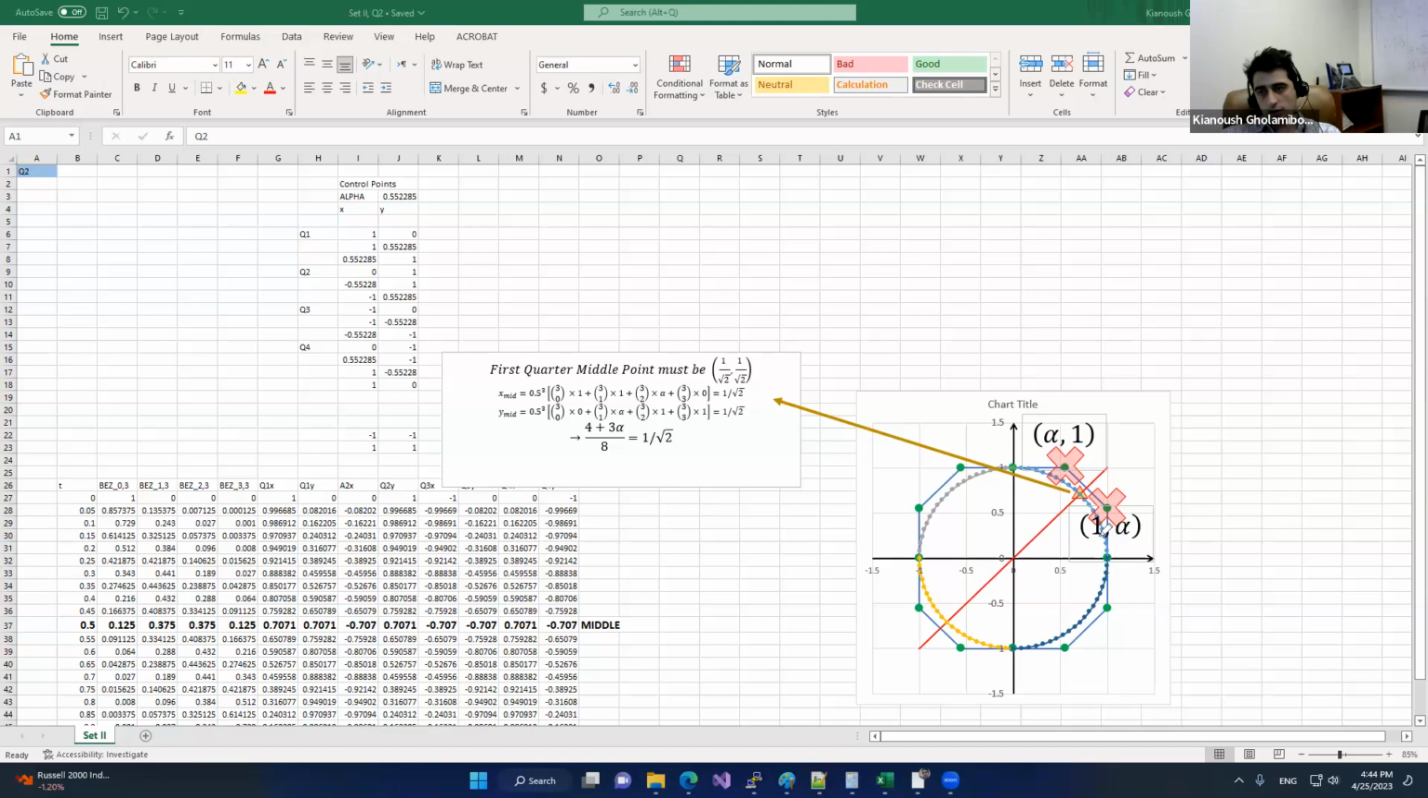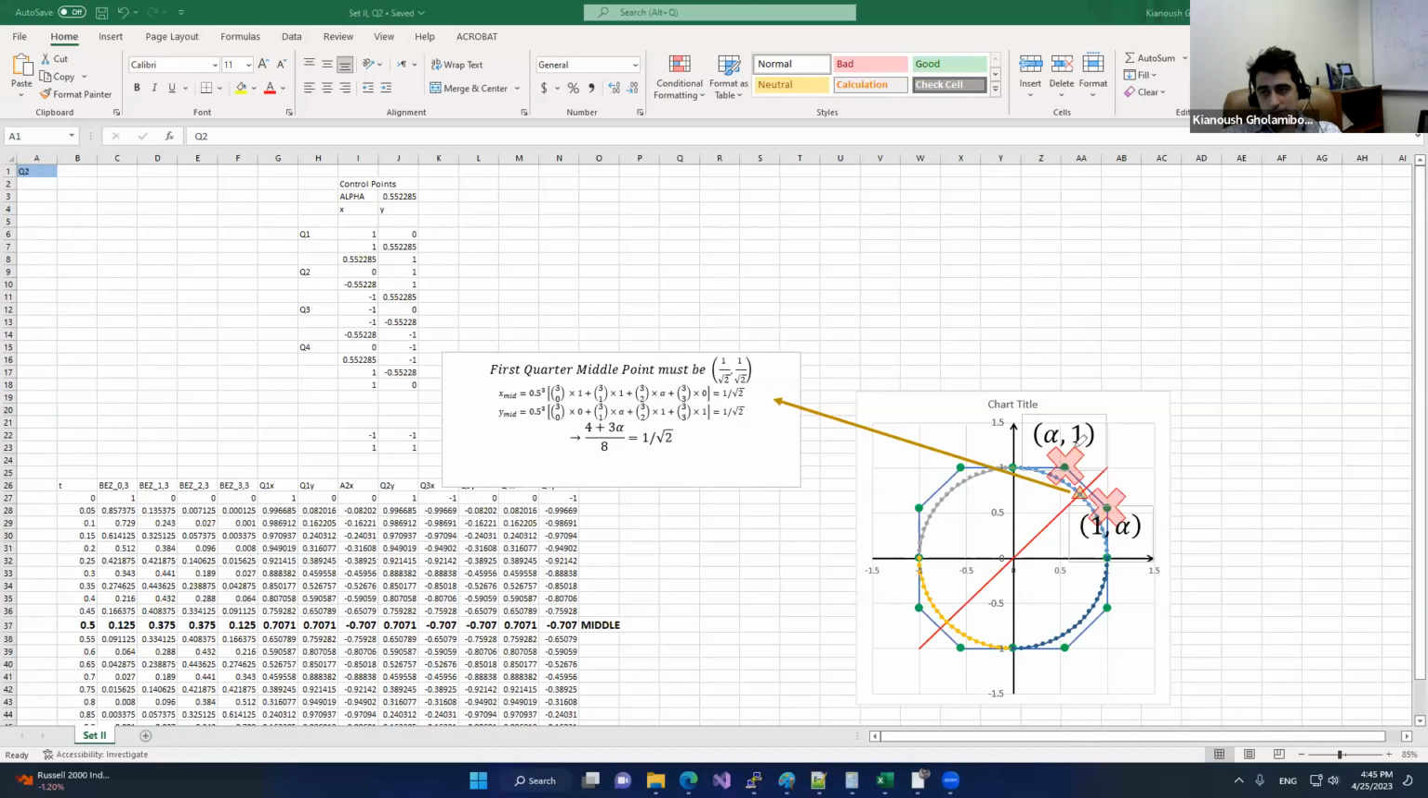Because they are symmetric over this line, about the line y equal to x. So the 4 control points should be symmetric about the line y equal x, right? The red line is y equal x. So that's why if one of them is 1 and alpha, the other one should be alpha and 1. What is alpha? Alpha is unknown. We're going to calculate alpha.